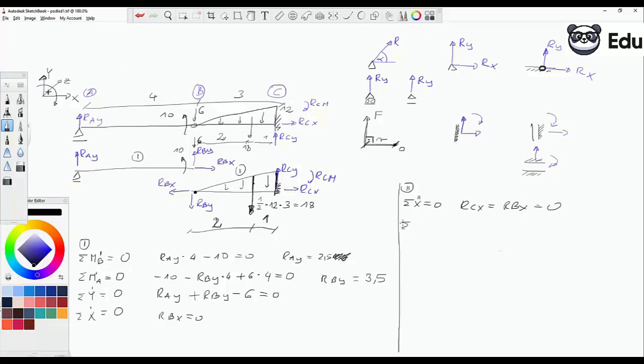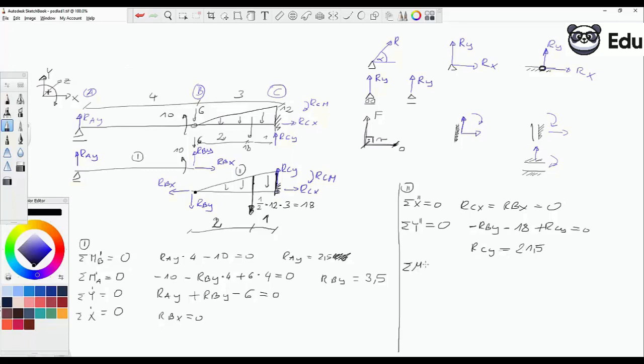Then we can make sum y, for example. Here again, the order is arbitrary. And we have minus RB minus 18, add RCy equals 0. From this, we calculate what we haven't calculated yet in this method, which is RCy. So we have 18 plus RB, which is plus 3.5, 21.5, and you won't believe it, but it still comes out the same as in the previous method.